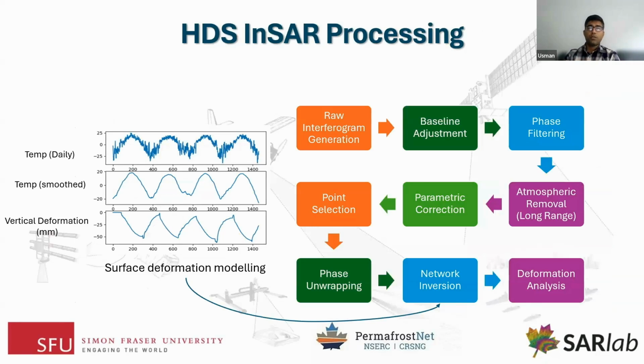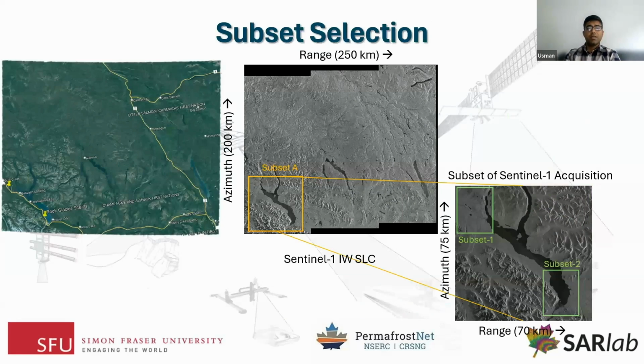We also modeled the daily temperature data and did some very basic vertical deformation estimation from there, which is, I guess, proportional to the square root of the cumulative degree days of thawing and freezing. We used that in the network inversion as an estimate. And we followed this full InSAR processing chain to estimate the line of sight deformation.